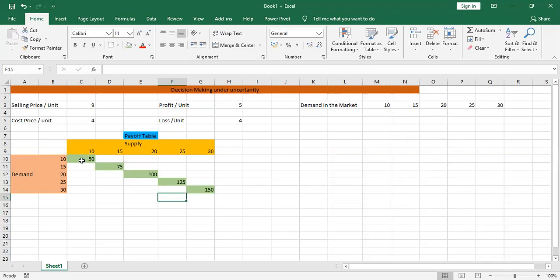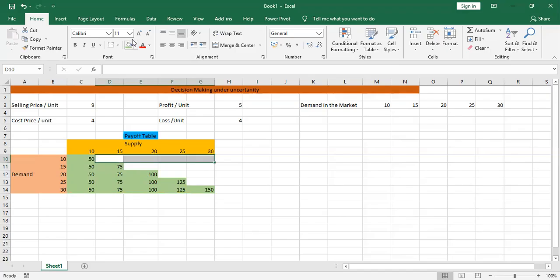What happened? On the diagonal, demand and supply both are equal, so I calculate the profit. And we know that when demand is more than supply, the profit remains same. That means below the diagonal, your profit will be same. Below the diagonal, the profit will be same. Now, I'm talking about this area. I'm talking about this part.